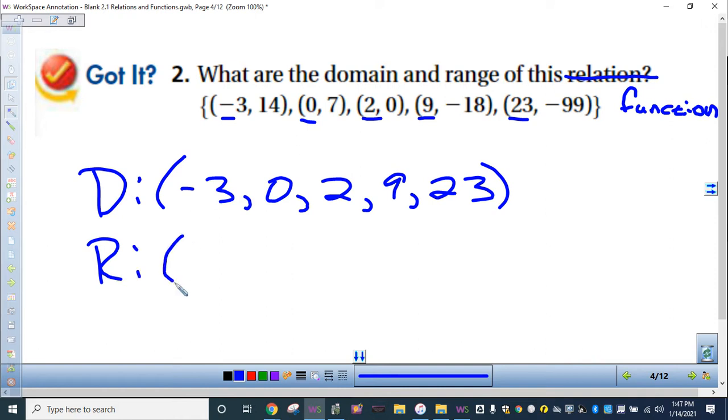Okay, range is just backwards, right? So -99, -18, 0, 7, and 14.